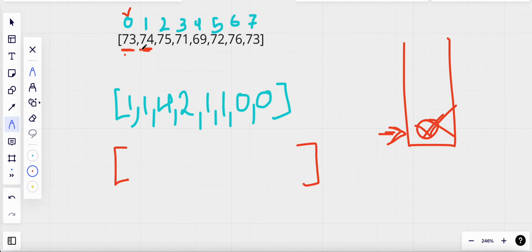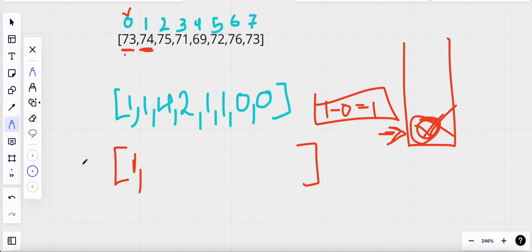Since we are at index 1 and the value we popped from the stack is at index 0, what we do is 1 minus 0. This gives us the number of days to find the warmer temperature. So the value is equal to 1, and we put the value 1 in our answers array.